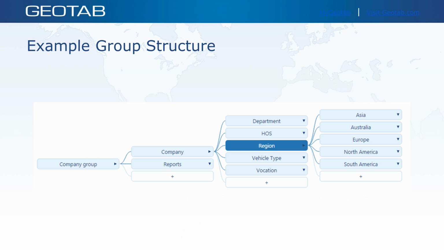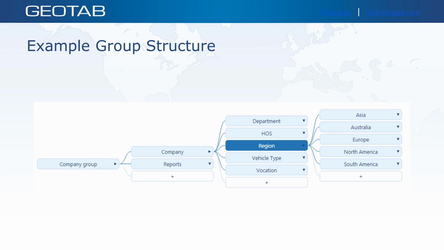Okay, so here's the example of group structure that I was talking about. So you can see we've got our top level company group that's by default in the database, and then we've created this hierarchy, if you will, that follows. So we've got company. Underneath company we have department, hours of service, region, vehicle type, vocation, and then I expanded on region as well, so you can see how it can go further and further down.